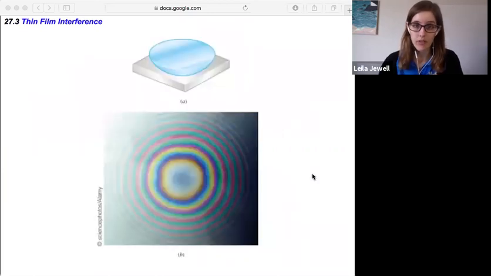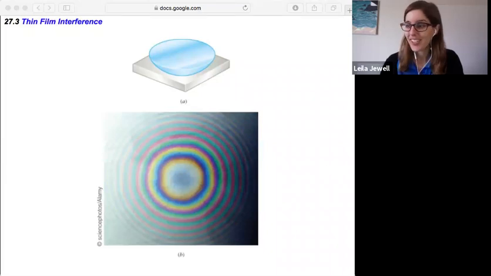Another way you could observe this is if you just have a spherical piece of glass, like a lens, and you put it just on a flat surface. You will see rings around it that are multicolored due to this interference, and the interference is slightly different for the different wavelengths of light. So this is amazing to see.